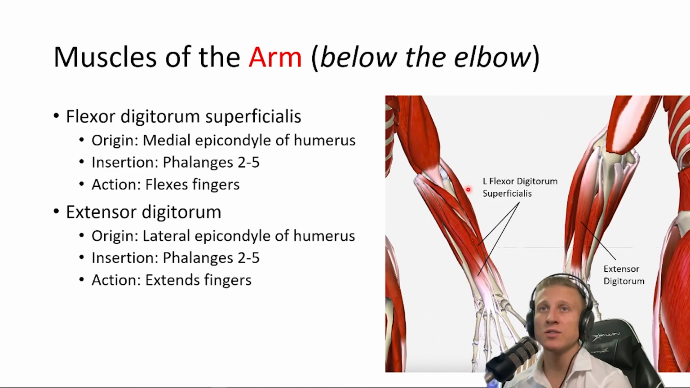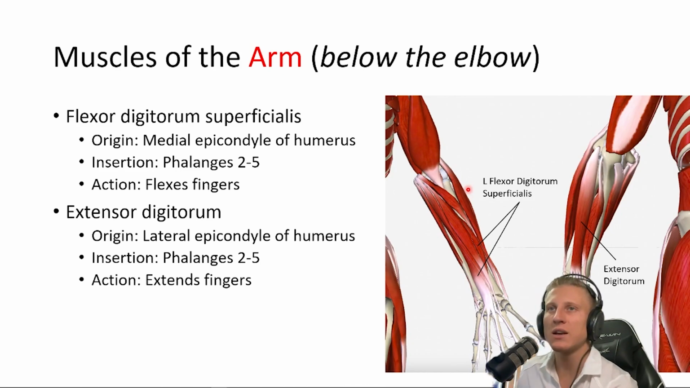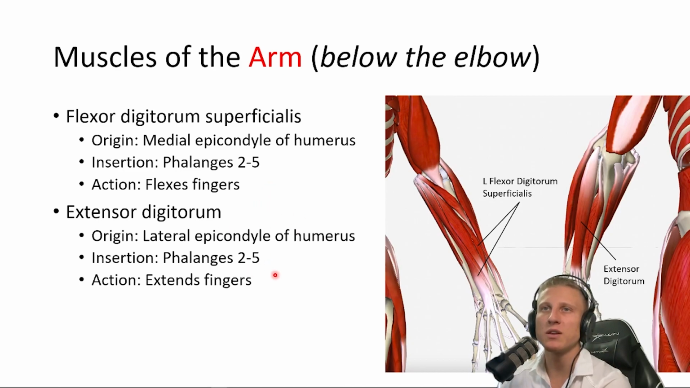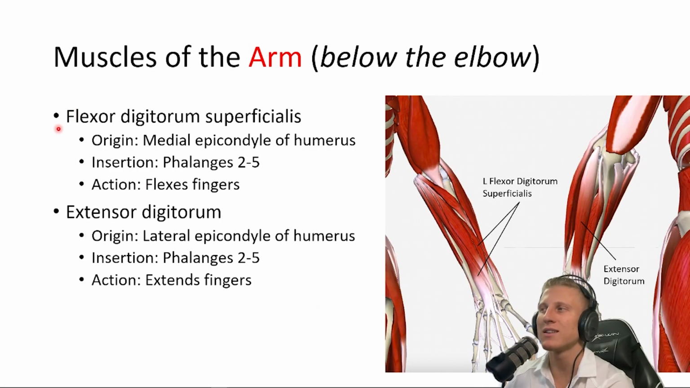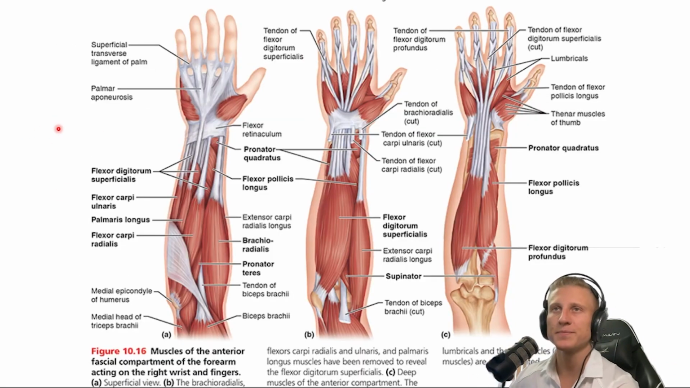So yeah, and then insertion is on the phalanges of digits 2 through 5, and that's how we flex our fingers inward. And then extensor digitorum is going to do the exact opposite, right? It's opposing that force. These are agonists, antagonists to each other. So that is along the lateral epicondyle. Again, that mirroring thing is going on. Phalanges 2 through 5, and this is extension. So just categorize those two in your head as basically being opposites of each other.